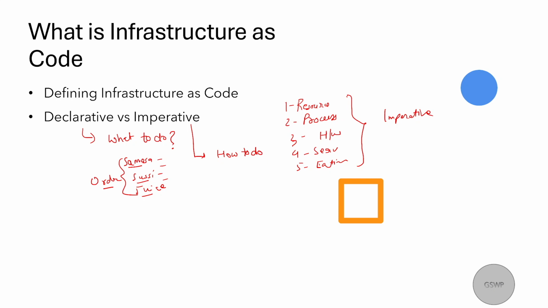Infrastructure as code will most likely be part of a declarative language. For example, if we are talking about Terraform, because this course is for Terraform, Terraform is a declarative language. The language of Terraform is called HCL, and it is called HashiCorp Configuration Language. It is a type of declarative language.